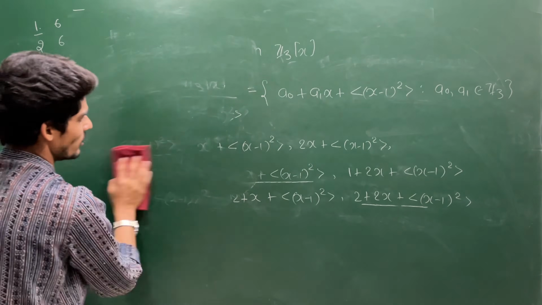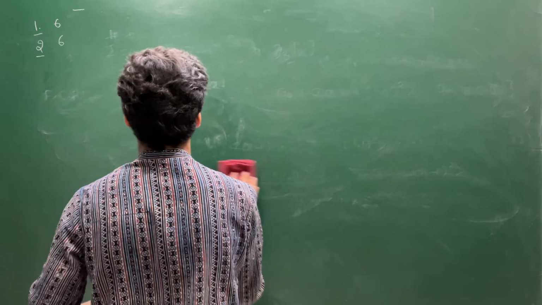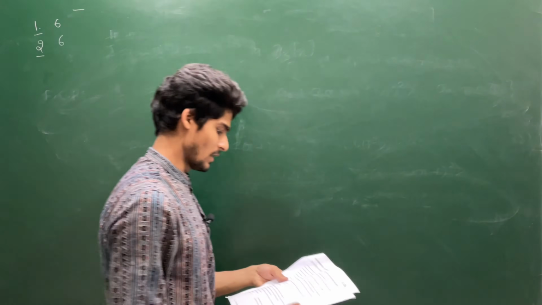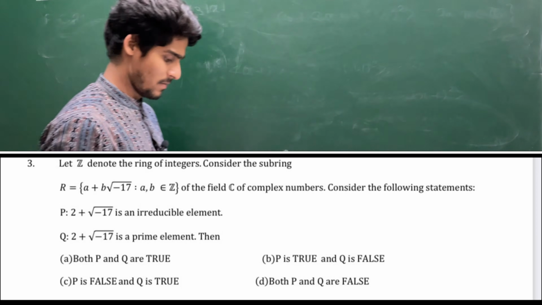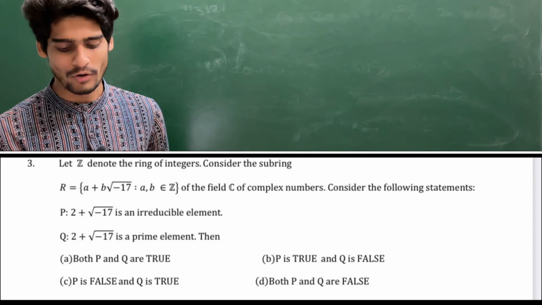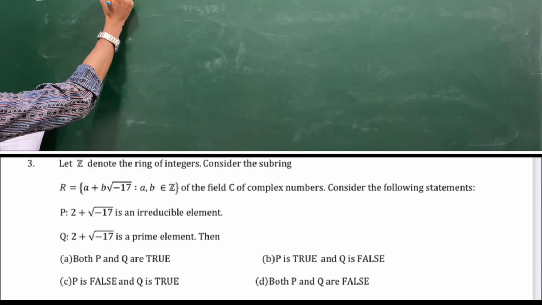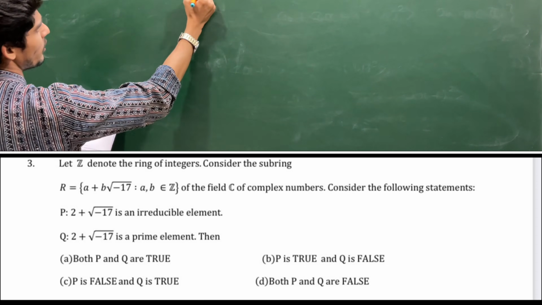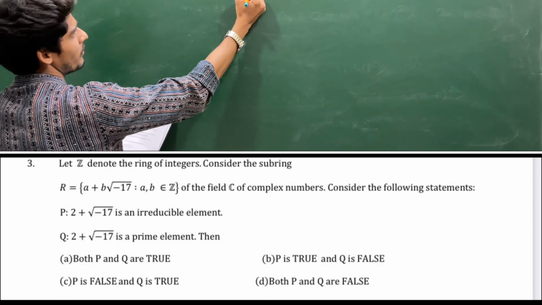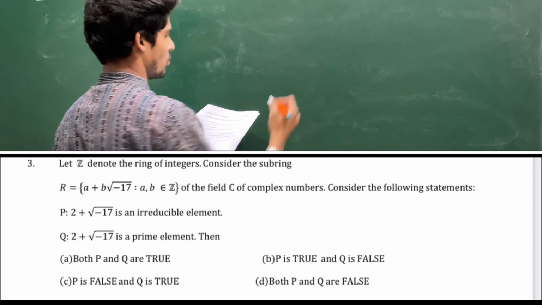So this was one of the standard questions. Now question number 3. Let Z denote the ring of integers. Consider the subring R, which is of the form a plus b square root of minus 17, where a, b belong to Z, in the complex field.